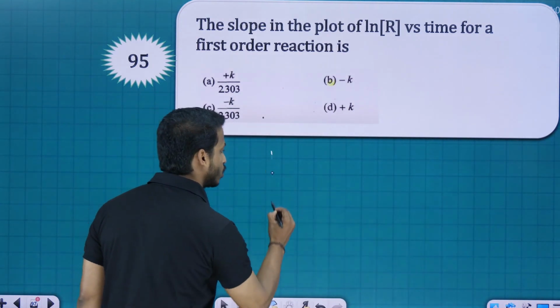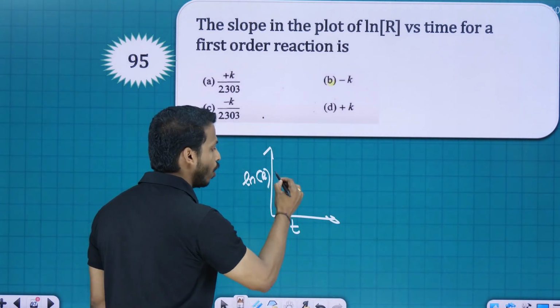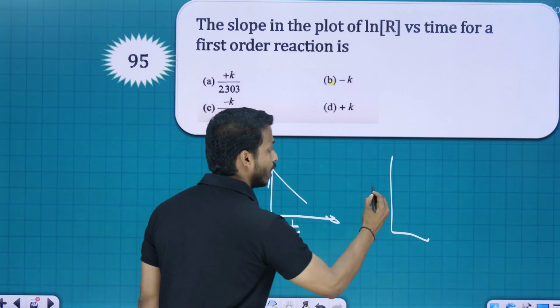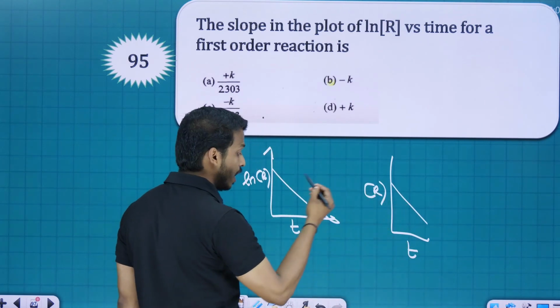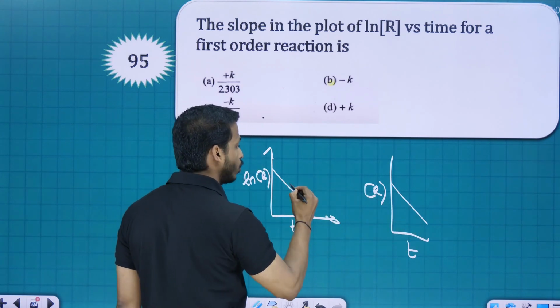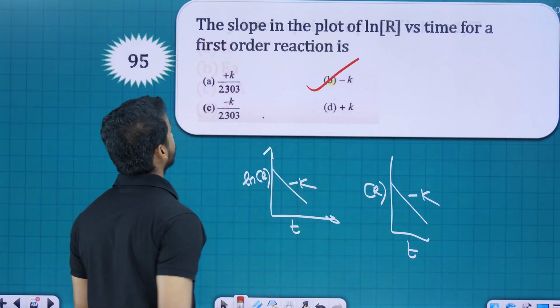Zero order we discussed, first order also. ln R versus time if you plot, this is for first order. R versus time if you plot, this is for zero order. For both of them slope is what? Minus K, alright? Minus K.